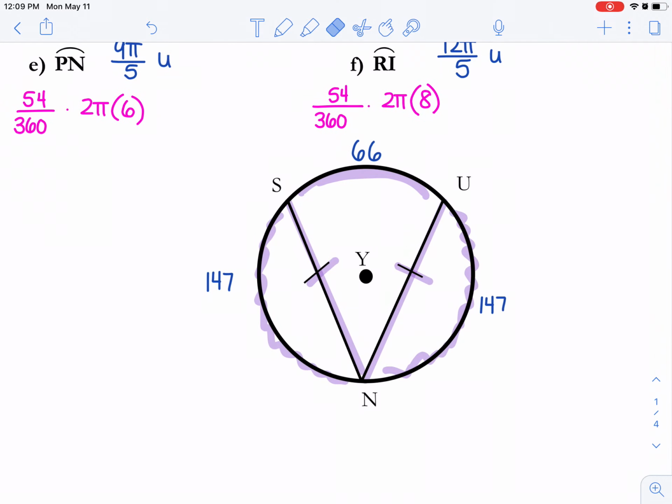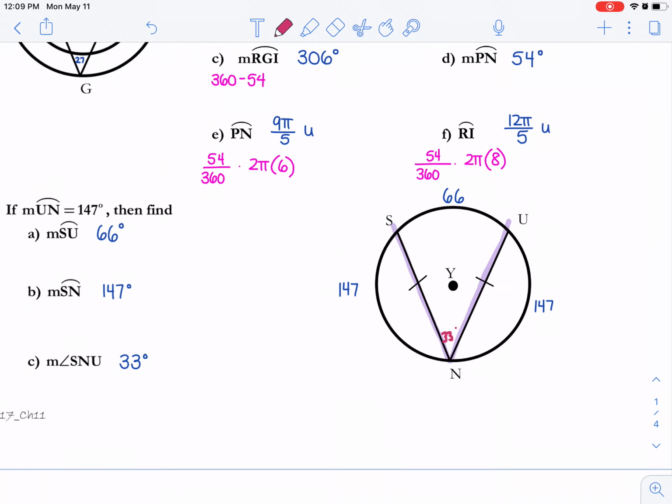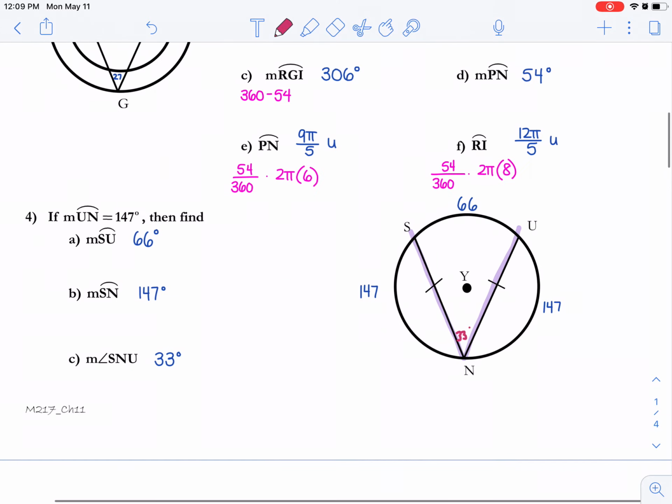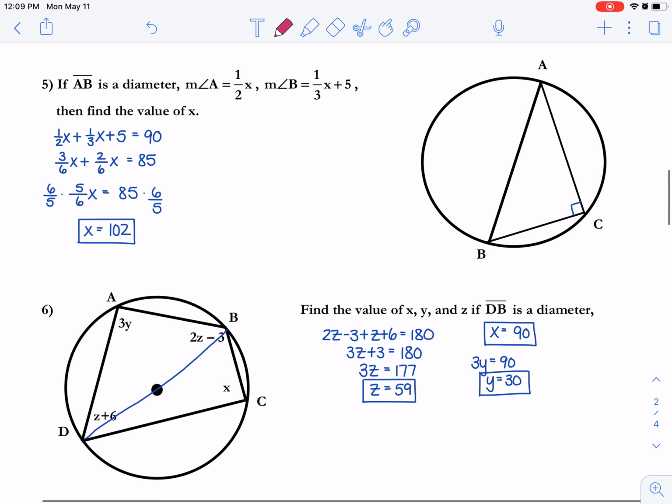And if this arc is 66, then the inscribed angle that eats that arc must be half of it. So then this angle is 33 degrees. Okay? We did number 5 in the last video.